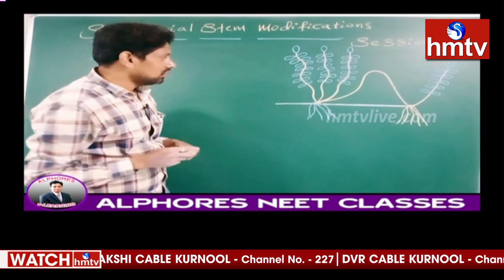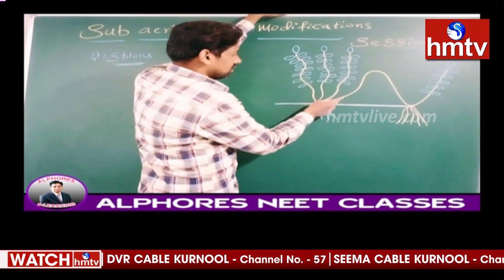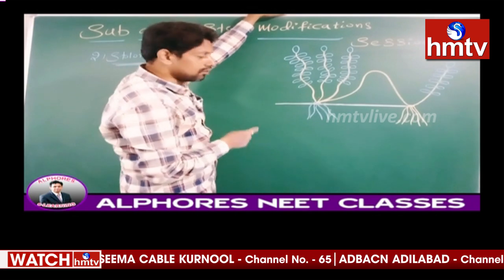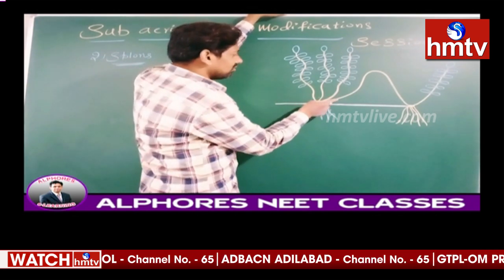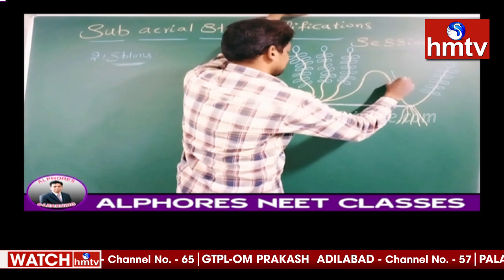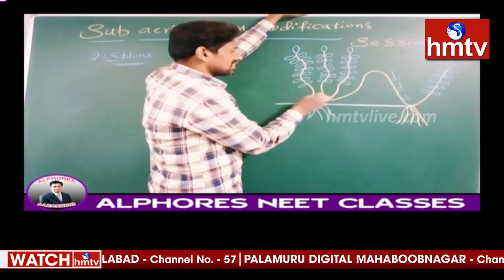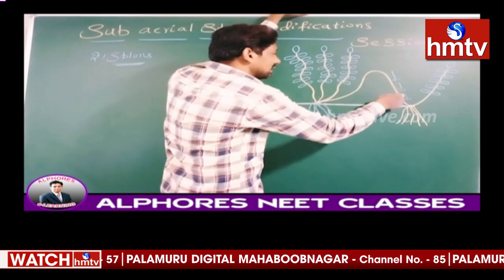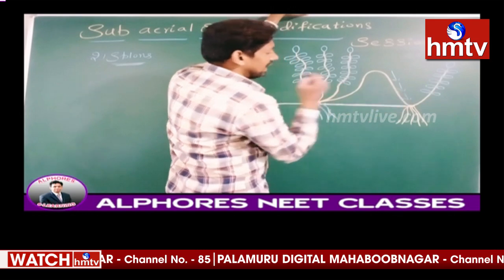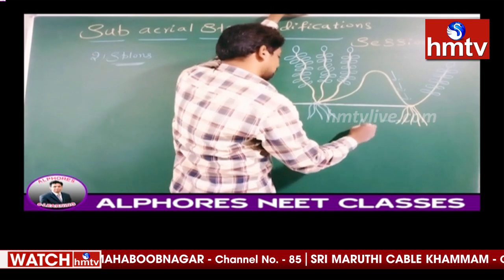Now listen here. This is a lateral branch, which is developed from the base of the stem. This lateral branch developed from the base of the stem is growing obliquely downwards. See the diagram once. How is it growing? Obliquely downwards. And when this obliquely downward growing branch touches the surface of the soil, it produces adventitious roots.